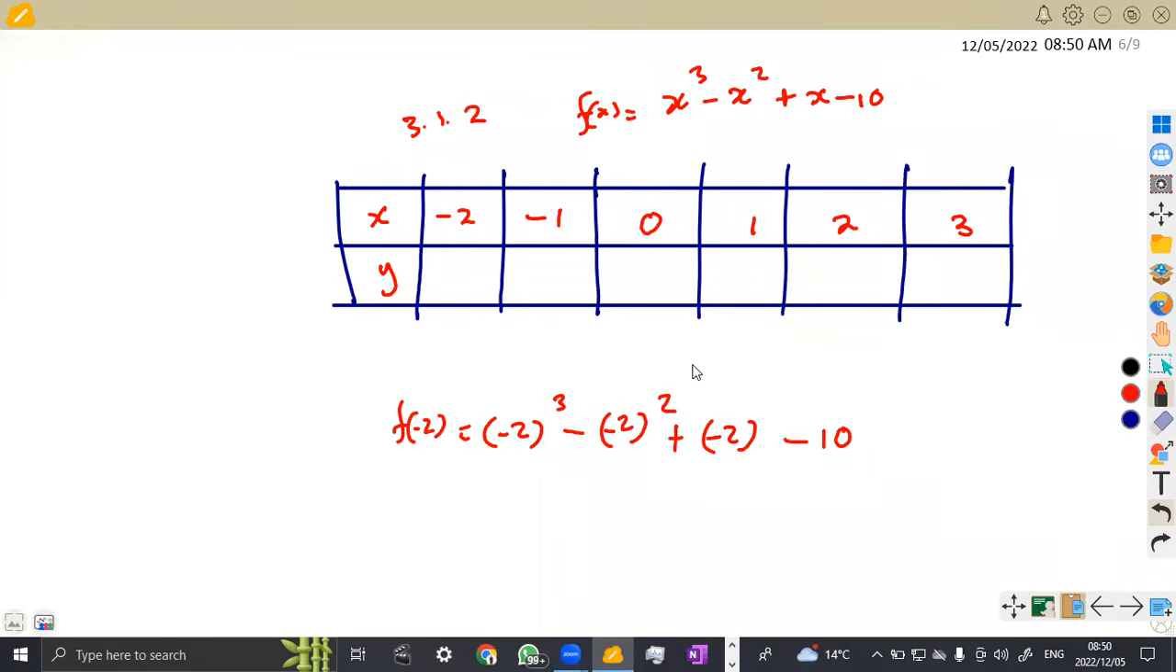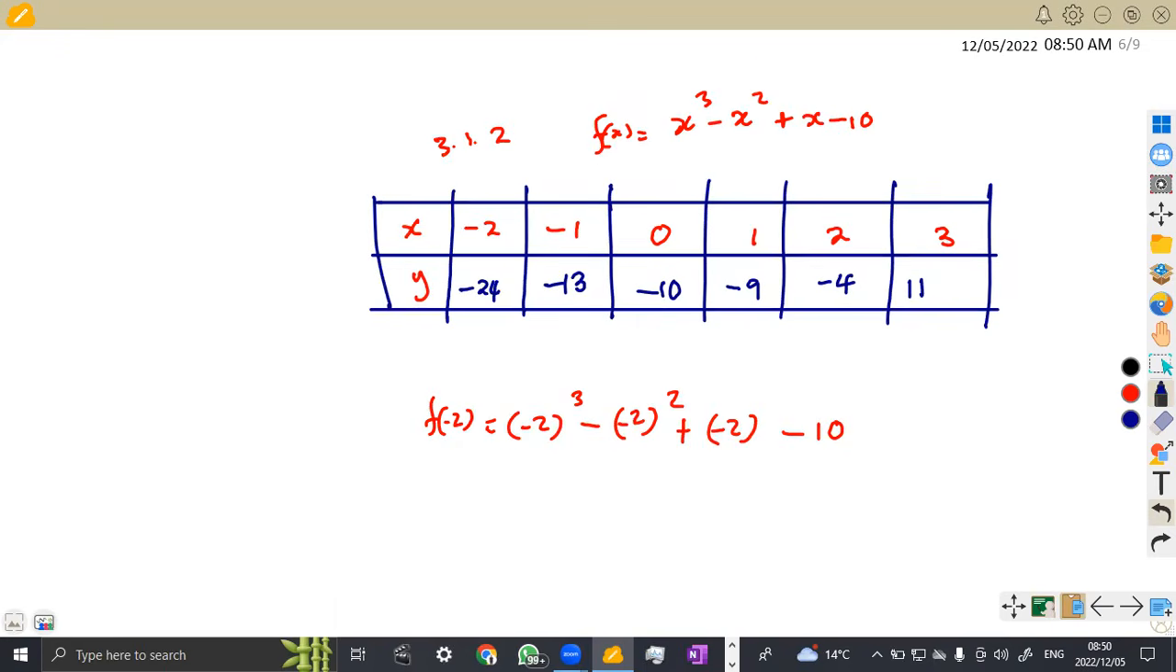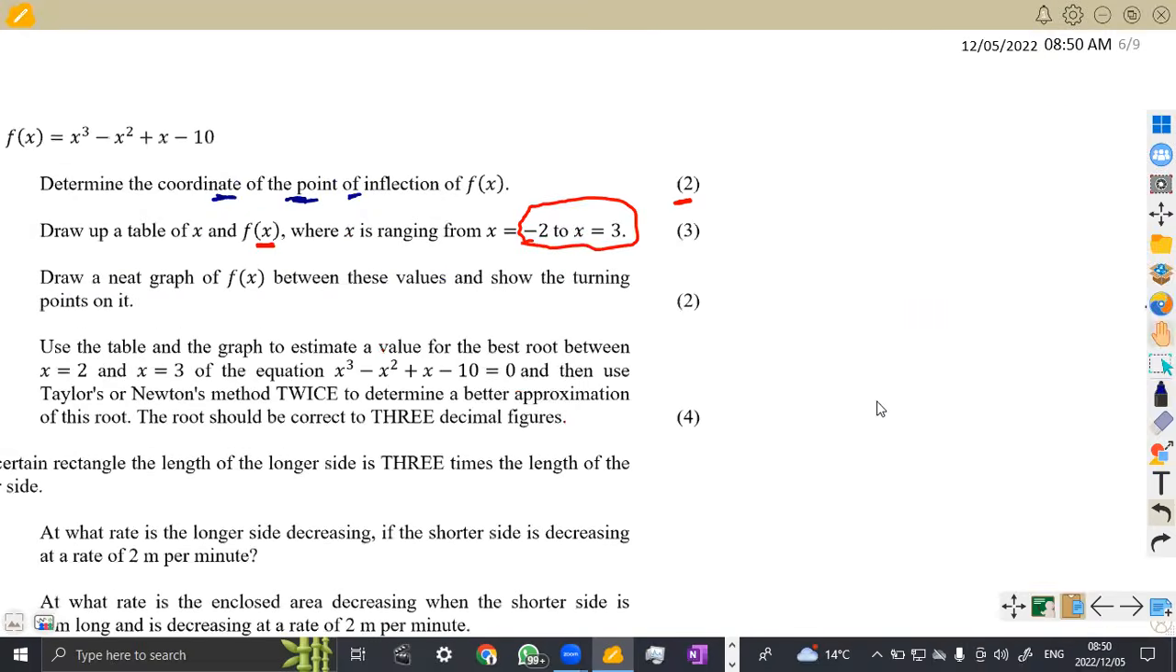So that is what you're simply doing on your calculator, guys. Okay, so I'm not going to waste much time. Here we're going to obtain -24. The other one, you're going to obtain -13, -10. When 1, we are going to obtain -9, -4, and 11. All right, so these are the values that you're going to have by substituting the values of x that we are given. So as you can see, guys, it's simply a direct question, whereby you're just substituting the given values. So without wasting much time, let's see what we have.